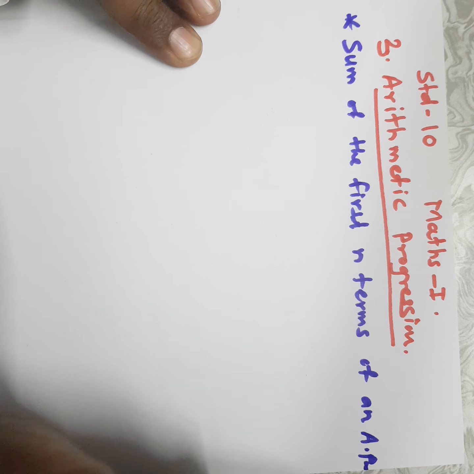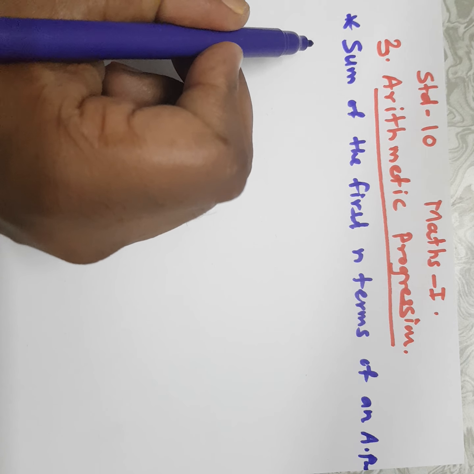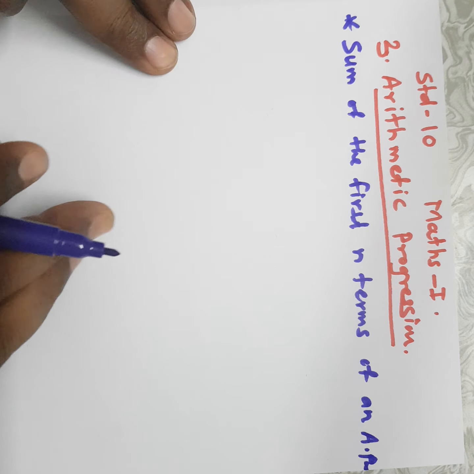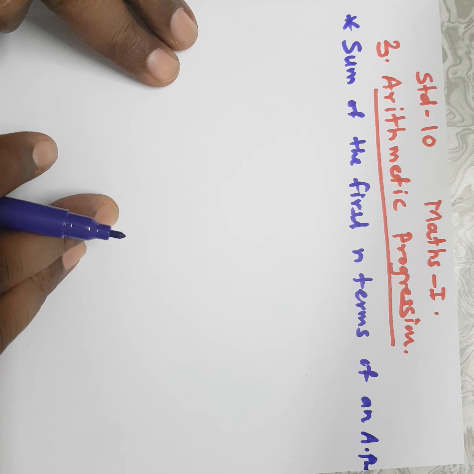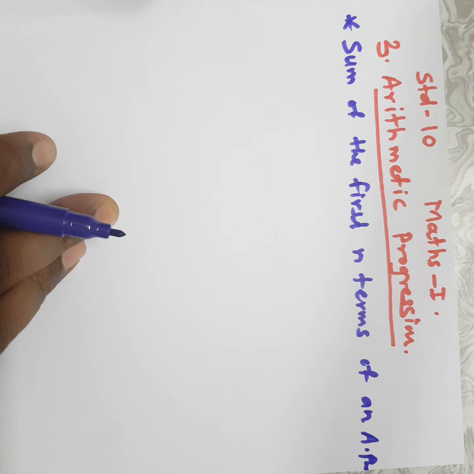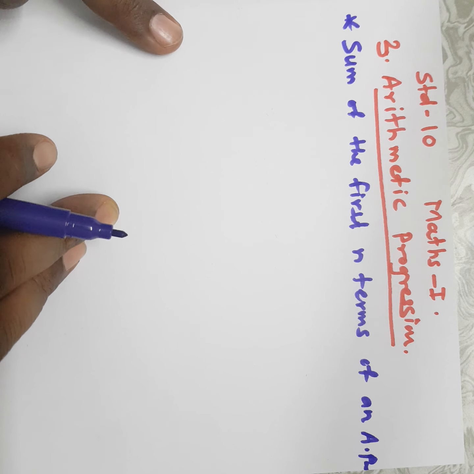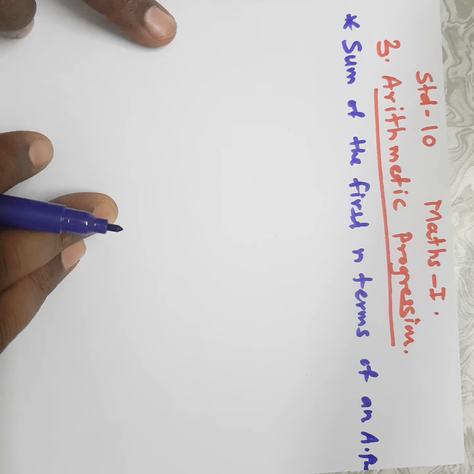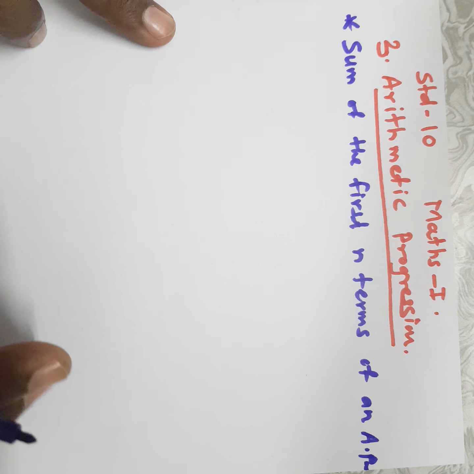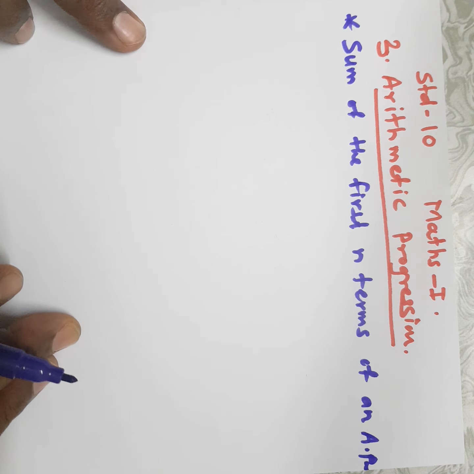Here we can find sum of numbers, first n numbers. If we have given any arithmetic progression, then by using this formula we can find sum of first n terms, means first 50 terms, first 100 terms, or any other.